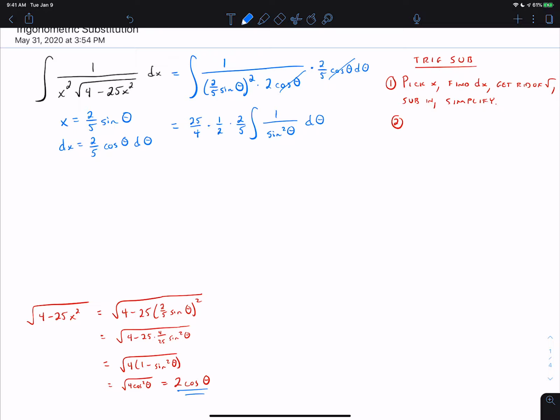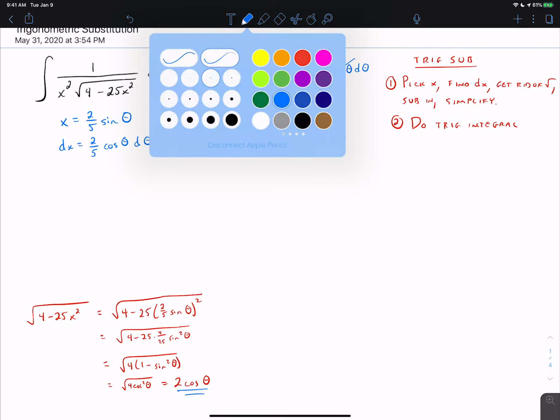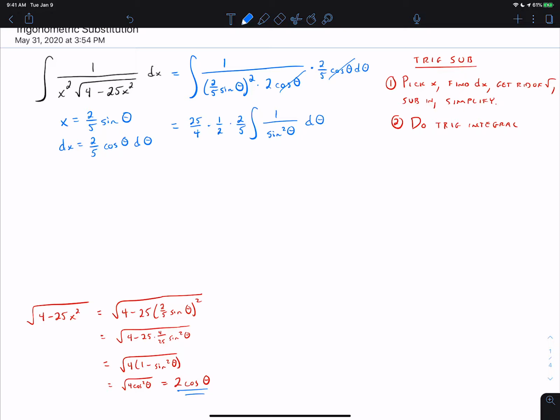We can simplify the coefficients, but the second broad step is you need to figure out how to do the trig integral. So presumably at this point, the integral is going to have trig functions in it because we're using trig substitution. And so we've got to figure out how to do that. There's a variety of ways to do that. In this case, 1 over sine squared is the same as cosecant squared, which is a basic form.